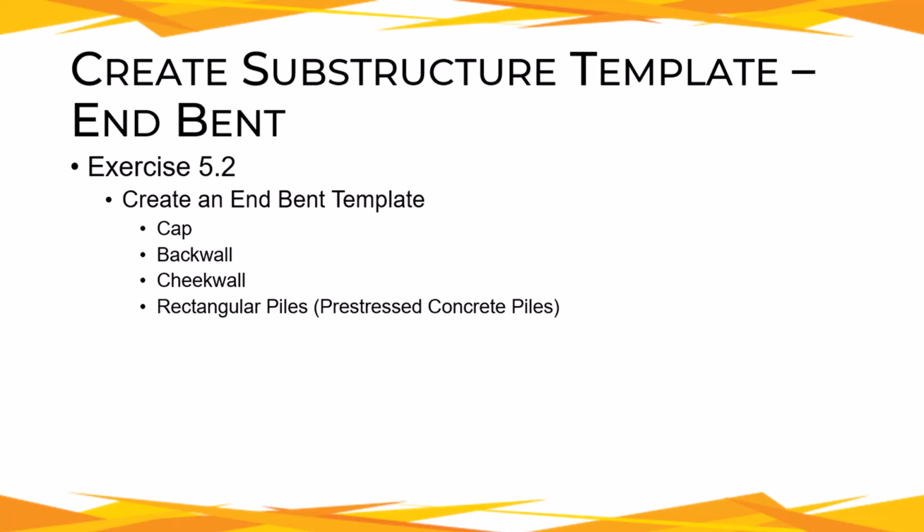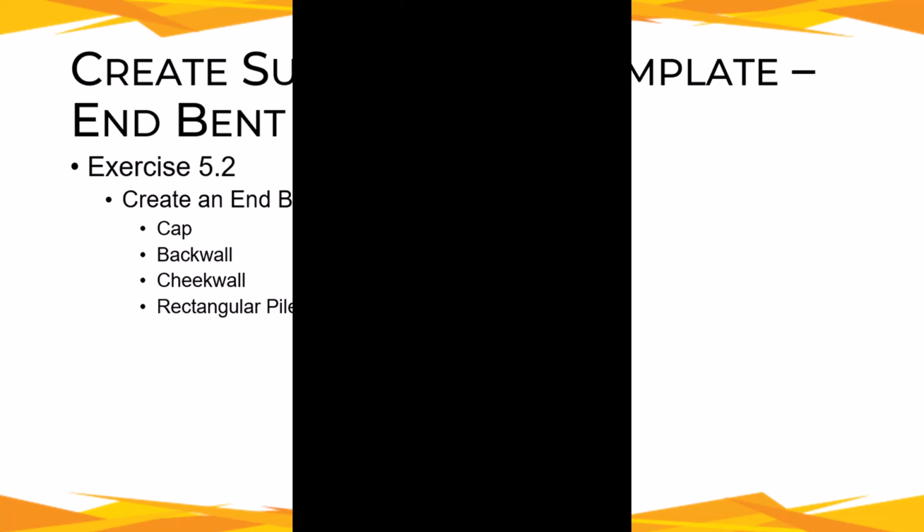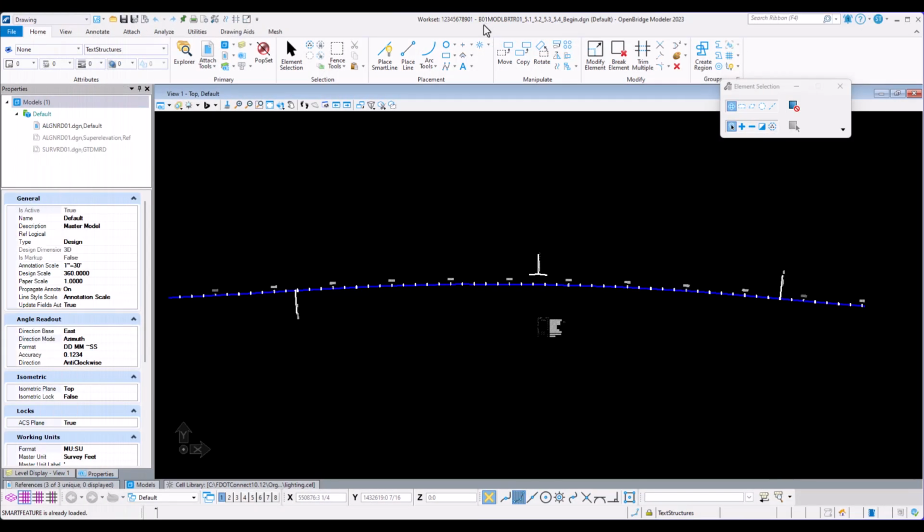However, if you want to model the true end bent geometry on a skew, you will need to use the solids modification tools in the modeling workflow or use the F-dot parametric cell end bent template shown later in the guide. All right, so we're going to begin with that same file, the BO1 MODLBRTRO1. 5.1 through 5.4 begin here.